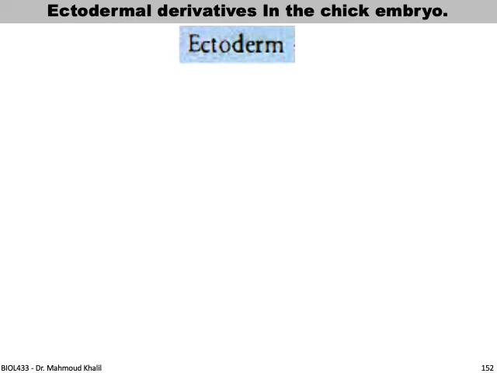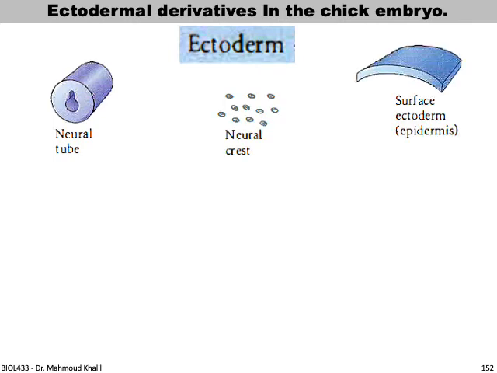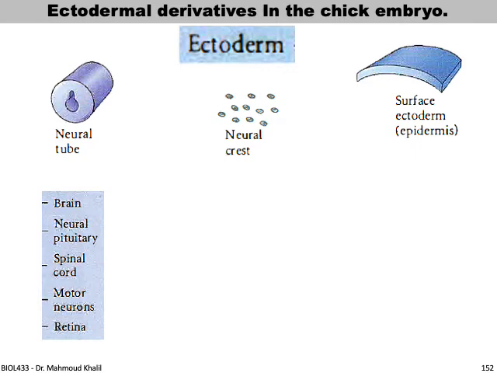This slide shows the ectodermal derivatives in the chick embryo. From the ectoderm, the neural tube, neural crest, and surface ectoderm or epidermis arise. From the neural tube, you can see the brain, neural pituitary, spinal cord, motor neurons, and retina are differentiated.